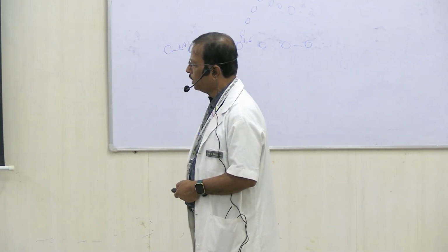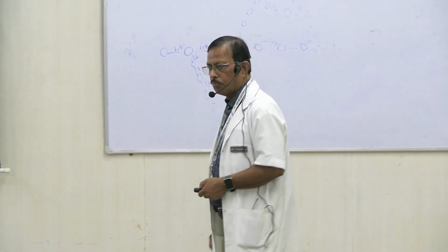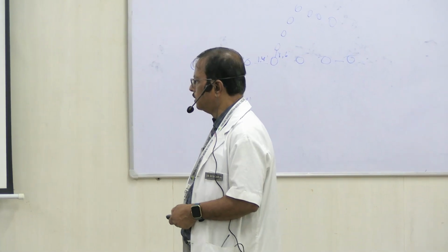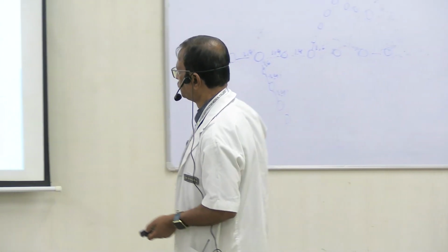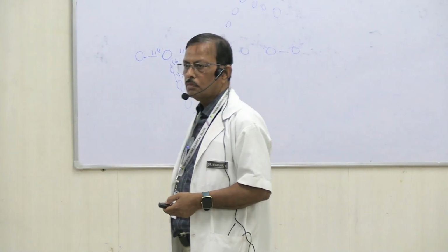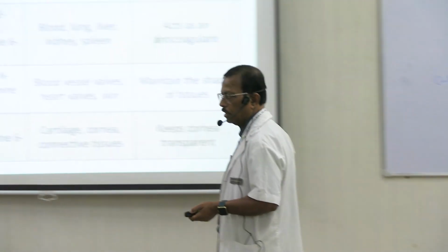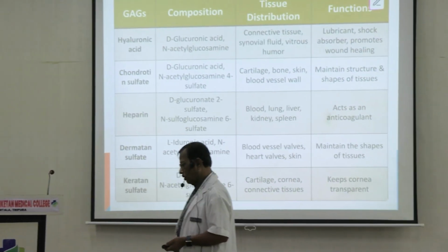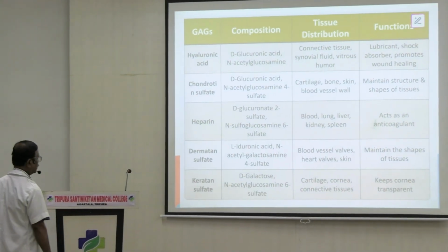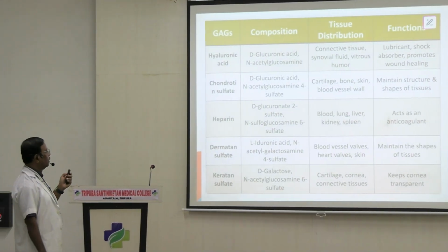Remember, dermatan sulfate and keratan sulfate contain two different acids. Here it is L-iduronic acid and here it is galactose. Now these are the tissue distribution of different glycosaminoglycans and their function. This table I have quoted from Satyanarayana, so you can get that, and it is there in every book. In Vasudevan also it is there.